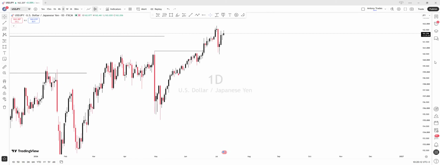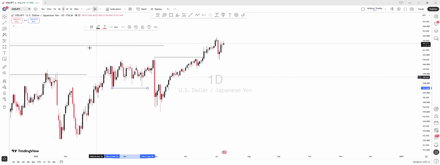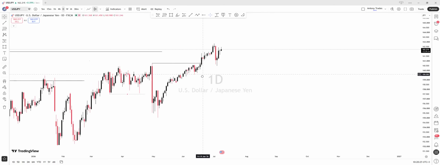So what are we seeing? Is this a strong low? If you look closely, it has swept all this internal liquidity here, meaning it's a very strong BOS. We have a sweep of liquidity and then a break of structure to the upside.